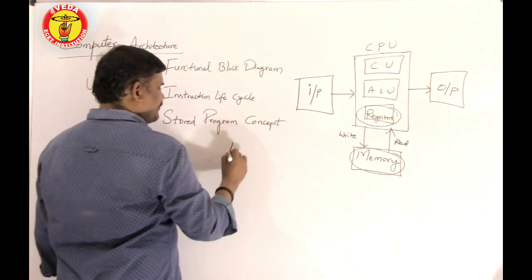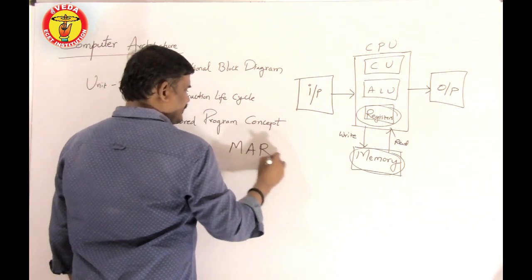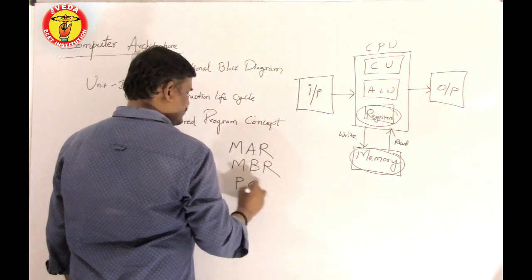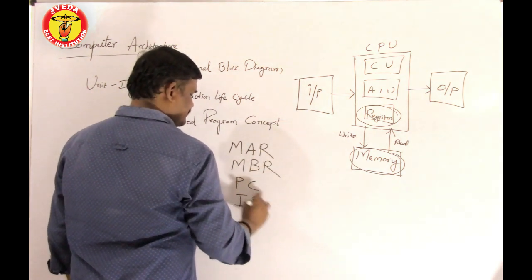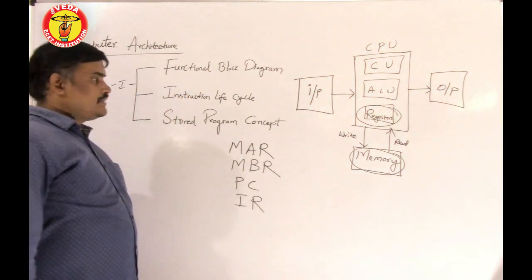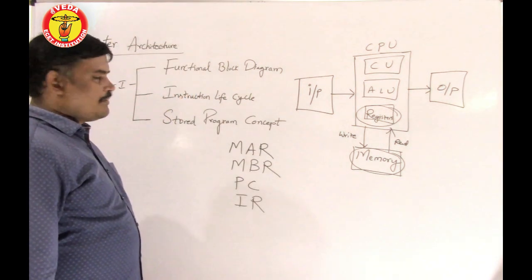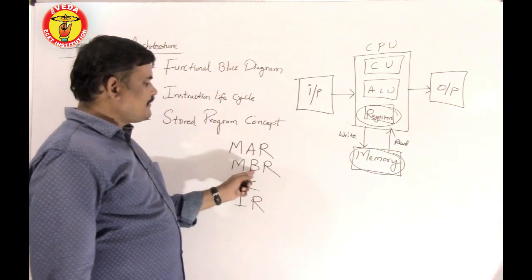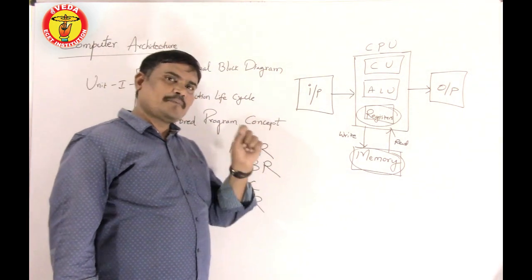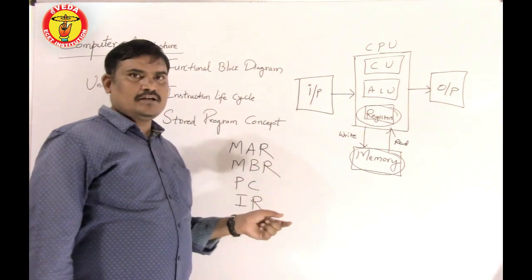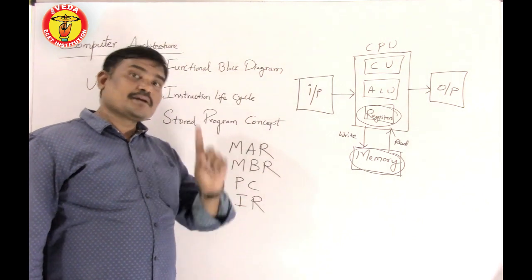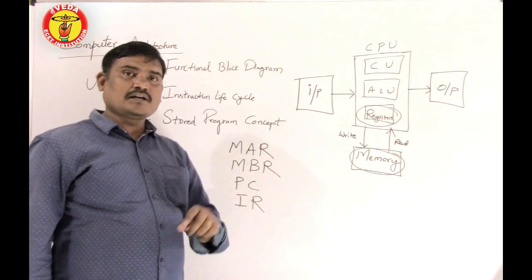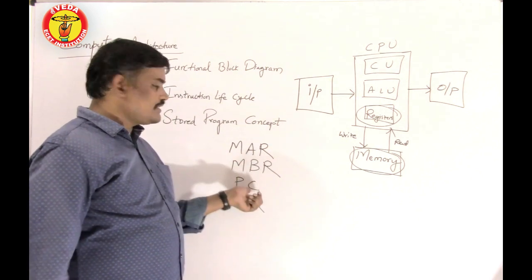There are the memory address register, the memory buffer register, the program counter, and the instruction register. These are the 4 important registers in our CPU. The memory address register holds the address of data. The memory buffer register holds the value of a particular variable. The program counter points to the address of the beginning instruction in a program, the address of the instruction. And the instruction register holds the instruction which is available at the PC location.